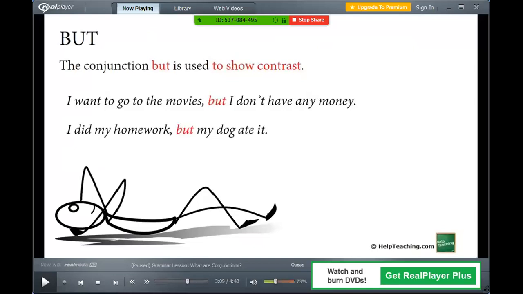It shows the contrast. I did my homework, yes, but my dog ate it. So even though you spent time doing your homework, something happened. The dog ate it. It shows the contrast that happened, two different things that happen.